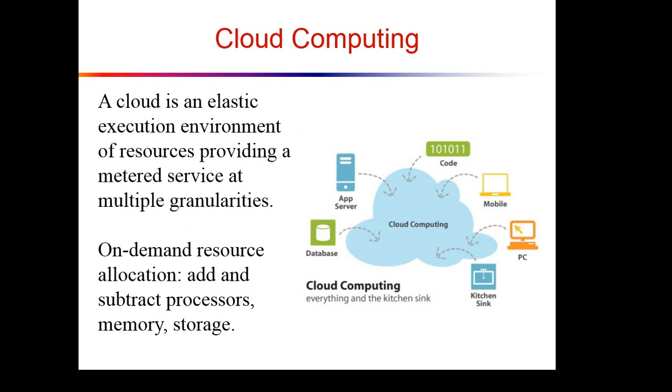Okay, after grid computing, cloud computing is defined. A cloud is an elastic execution environment of resources providing a meta service at multiple granularities, with on-demand resource allocation of processor, memory, and storage. Please see this figure. Different application servers, databases, and different devices such as mobile, PC, kitchen sink can connect to the cloud computing and use the services that are presented in the cloud computing.